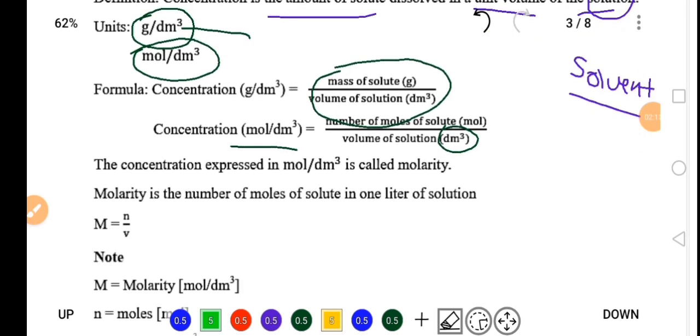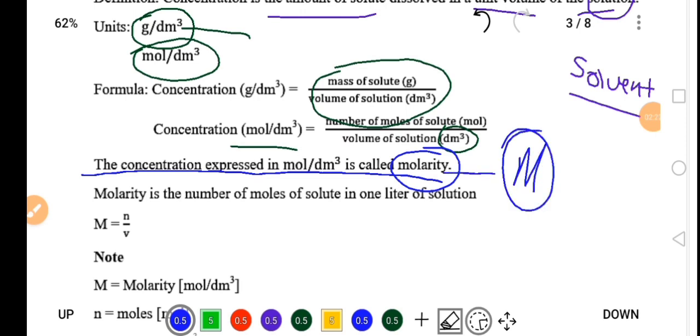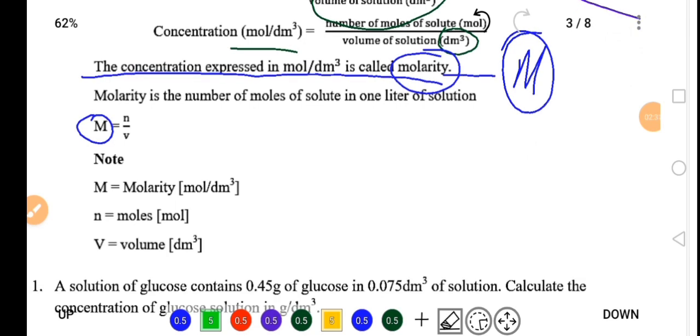This is what the point is trying to explain. The concentration expressed in mole per decimeter cubic is molarity, and it's represented by a capital letter M, where we say molarity equals number of moles over volume. Take note, molarity is the same as mole per decimeter cubic. Number of moles in moles, volume always in decimeter cubic under concentration.